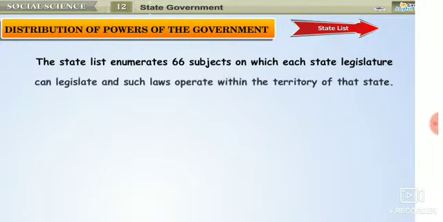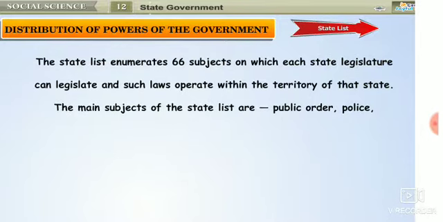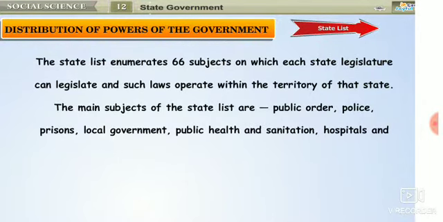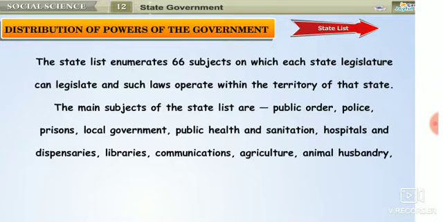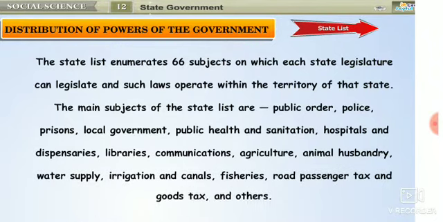State list. The state list enumerates 66 subjects on which each state legislature can legislate, and such laws operate within the territory of that state. The main subjects of the state list are public order, police, prisons, local government, public health and sanitation, hospitals and dispensaries, libraries, communications, agriculture, animal husbandry, water supply, irrigation and canals, fisheries, road passenger tax and goods tax, and others.